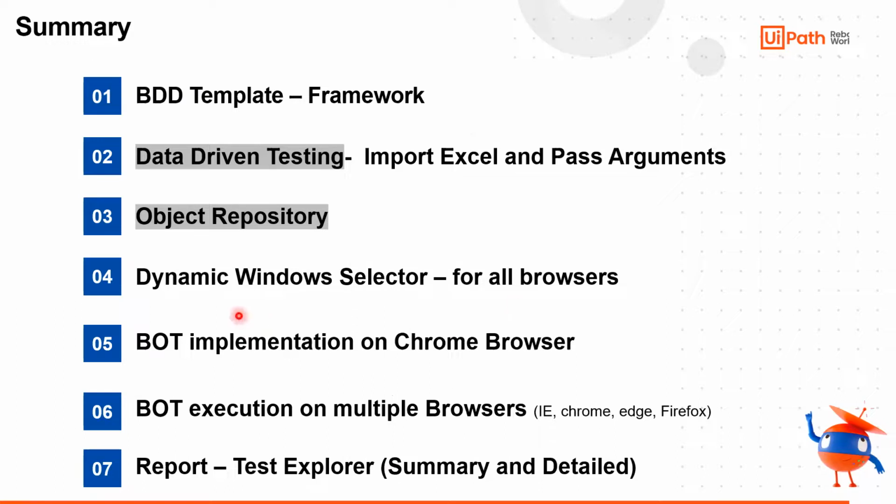Okay, and for screen level, we have changed Windows selector as dynamic for supporting all browsers, and we have implemented bot on Chrome browser, and we have executed bot on multiple browsers like IE, Chrome, Edge, Firefox, and we have shown report in the test explorer like summary and detailed report of every execution, overall execution.